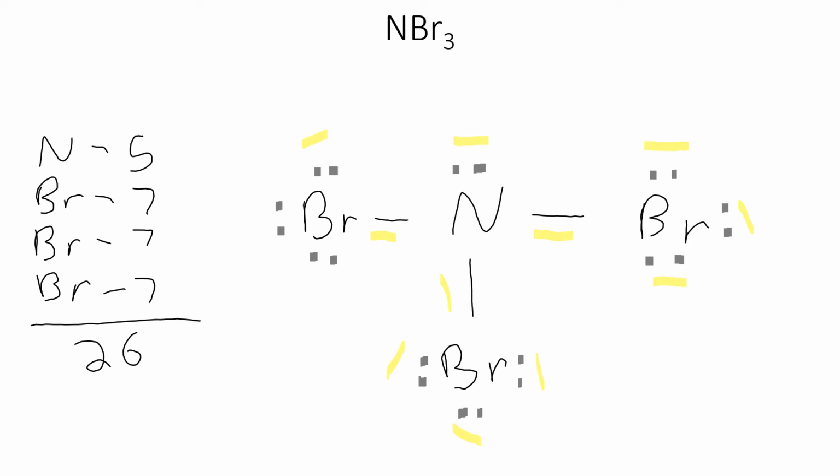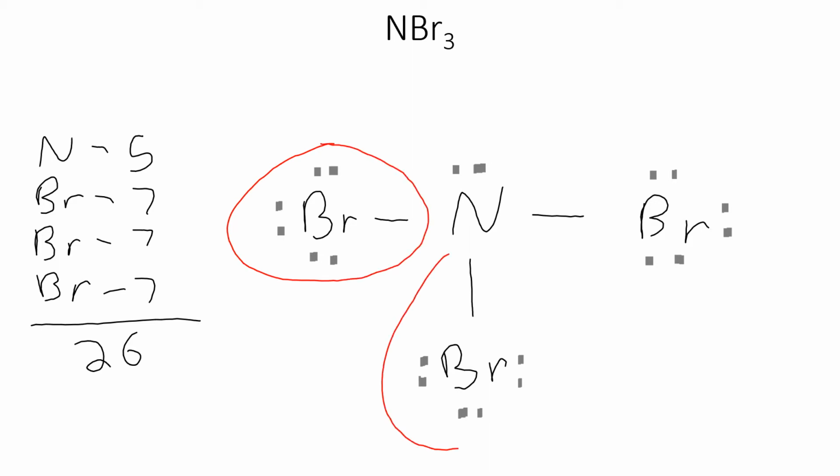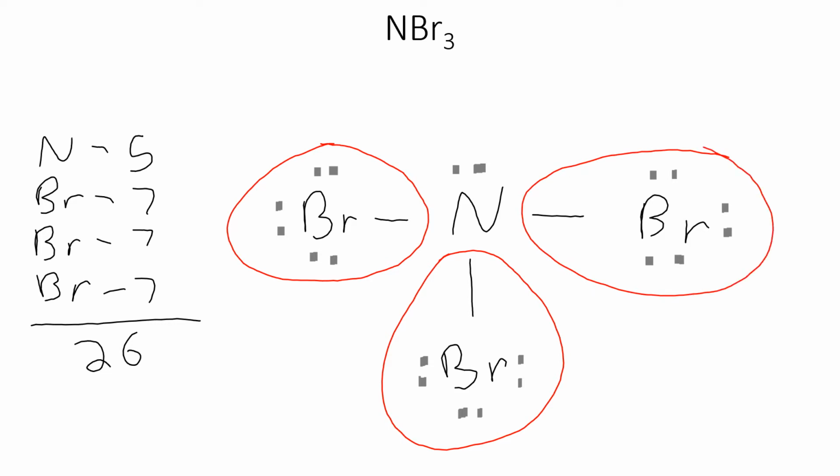So you still have to go through both checks. Always end with the check. So now we want to go through and check out our octet rule. We're going to start with the outer atoms for our check. I'm just going to use some red to group things so we can easily look at them. I'm looking around each one of our outer atoms, the bromines.